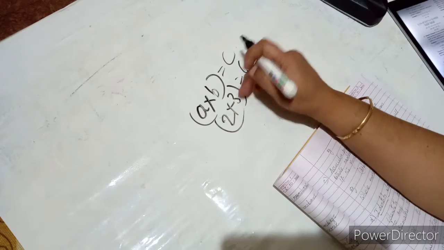6 is also a whole number, 2 is a whole number, 3 is a whole number. So when two whole numbers get added, we will get another whole number. That is closure property. Here, second property, here also commutative property.